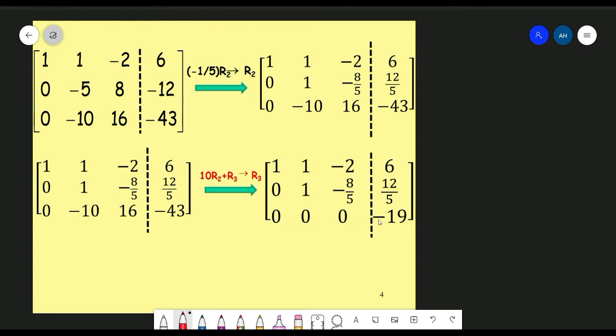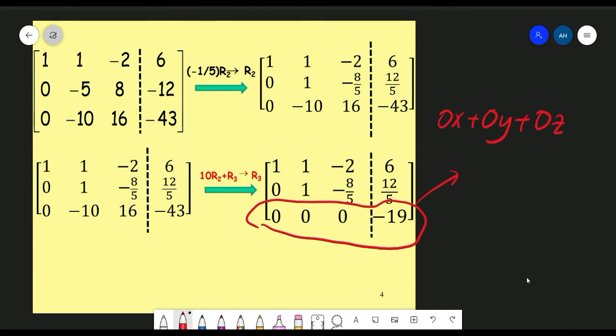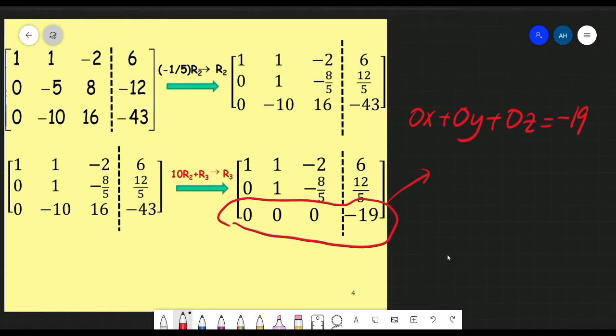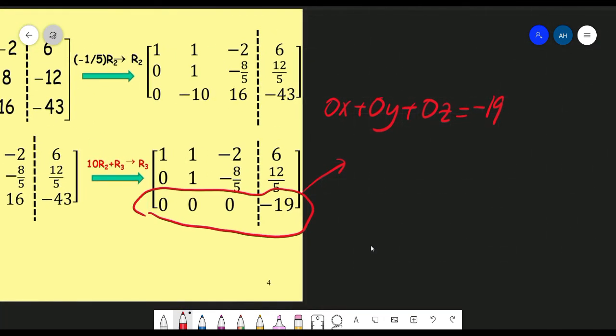back to equation, what we have is, now let's write this down. This row, write it in terms of equation. What we have: 0x plus 0y plus 0z equal to negative 19. That's what that row represents. We can change equations into matrix, and from matrix, we can change it back into equation.